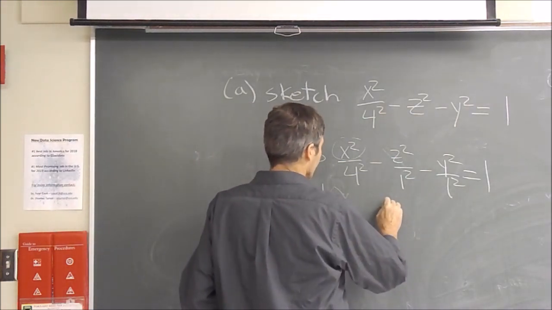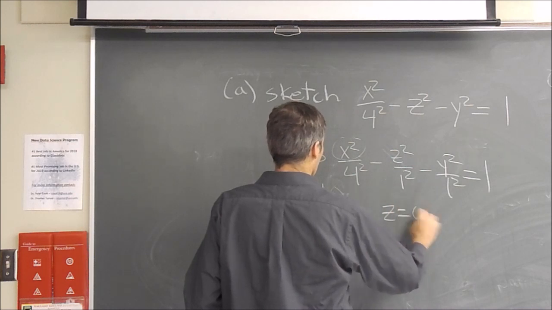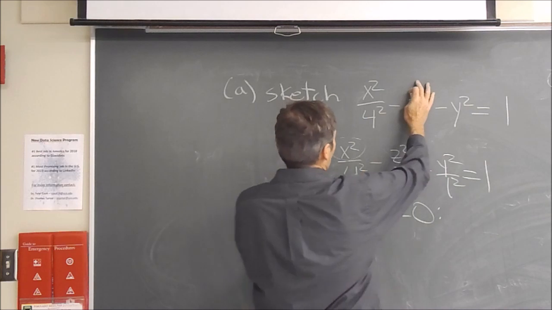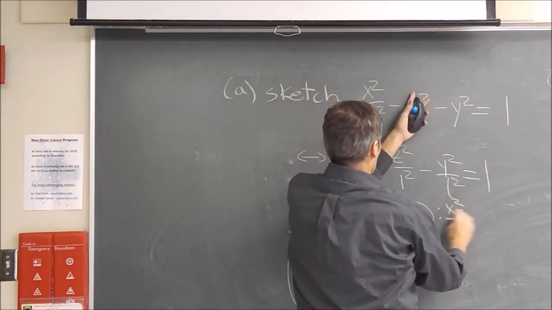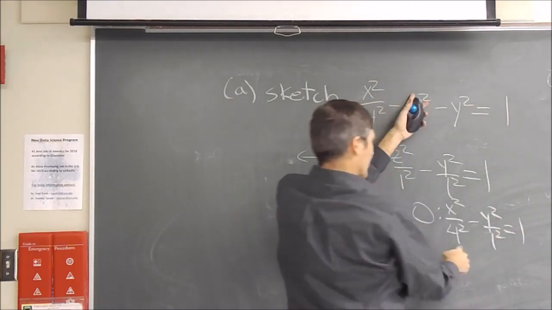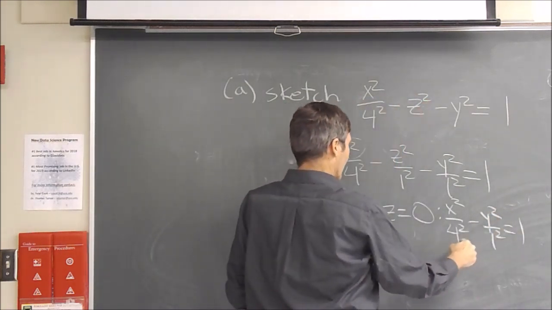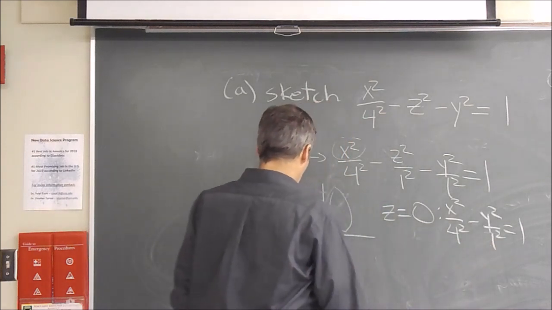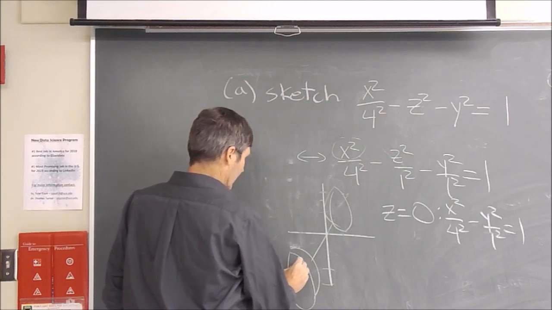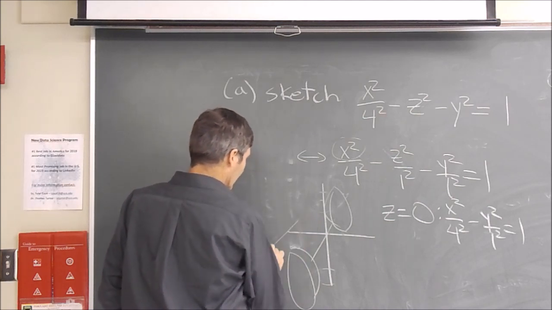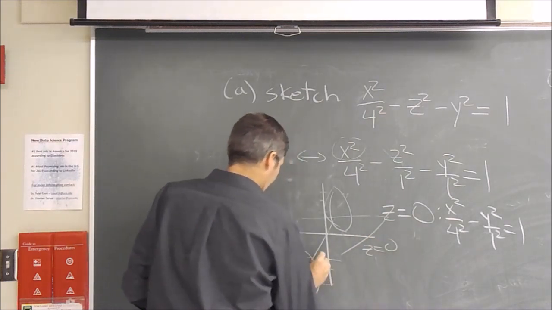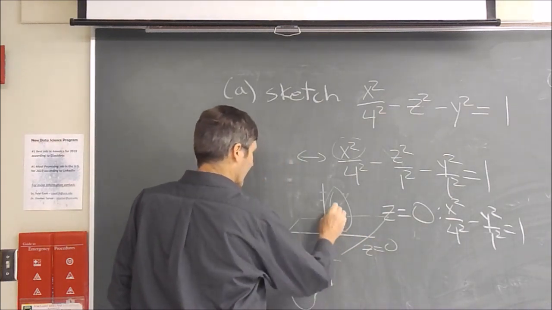Let's put, for instance, the z equals 0 trace, right? If I put z equals 0 in this equation, let's just put it up here actually: x squared over 4 squared minus y squared over 1 squared equals 1. That's a hyperbola with a equals 4 and b equals 1. So we have a hyperbolic cross section in the xy plane. So in this z equals 0 xy plane, I sketch a hyperbola down here and a hyperbola down here.